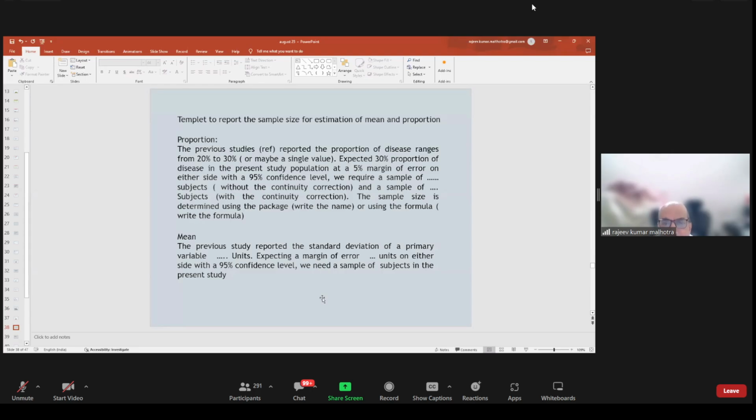This is one template for estimation. This is from the previous study; give the reference. The previous study reported the proportion of disease ranges from 20 to 30, or maybe a single value. Expecting a 30% proportion of disease in the present study population, at a 5% margin of error on either side and a 95% confidence level, we require a sample size. You have to say whether the sample size is with continuity correction or not.